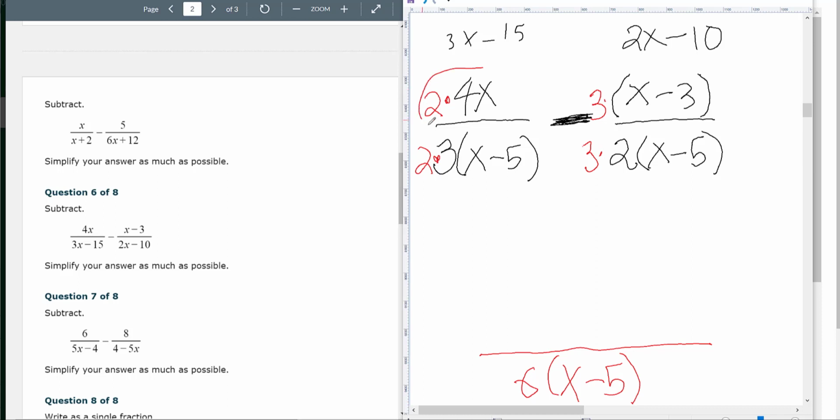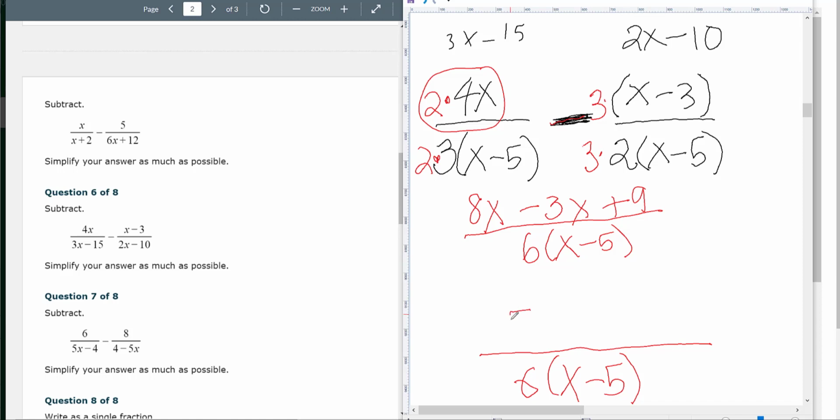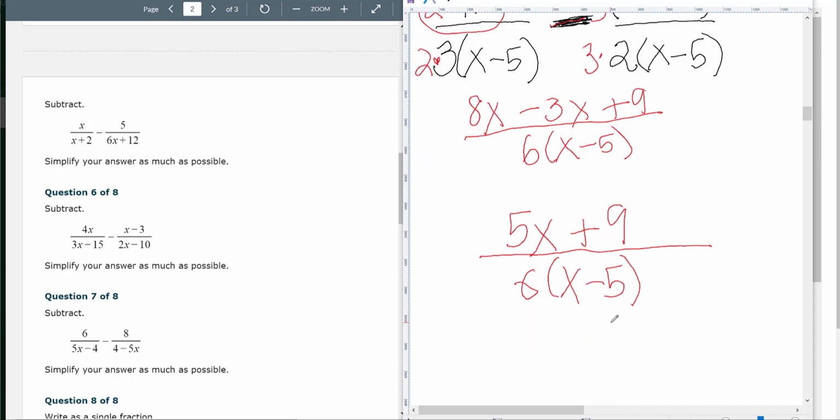The first numerator here is 8x, and then I'm going to distribute minus 3, minus 3x, and then plus 9. And all of that is over 6 times x minus 5. And now I can combine like terms, 5x plus 9. This is my final answer because 5x plus 9 won't factor, and you can't take part of 5x plus 9. It's all or nothing.